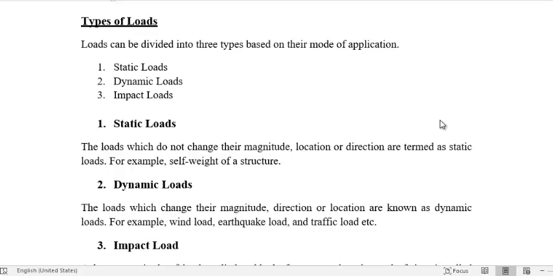Civil engineering structures are subjected to static as well as dynamic loads. The examples of dynamic loads are wind, earthquake and traffic loading. We know that at different times the direction and magnitude or intensity of the wind is different. Similarly, earthquake load, we don't know when the earthquake will strike. Earthquake comes suddenly and its magnitude and direction are not known.